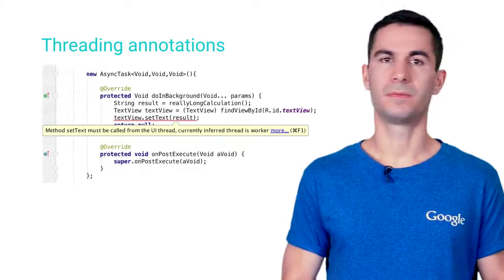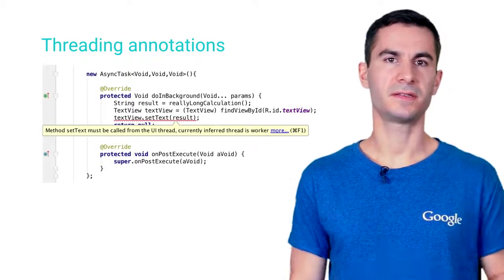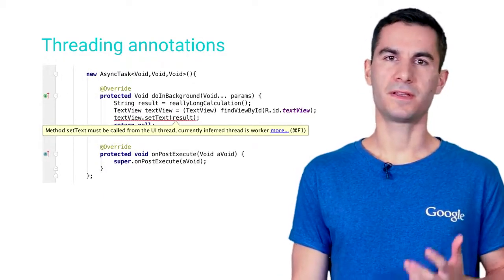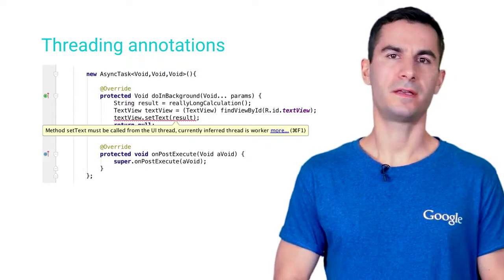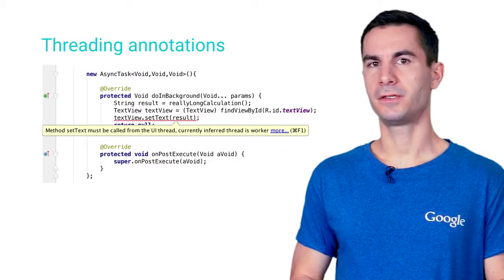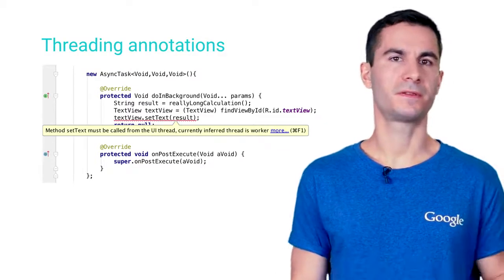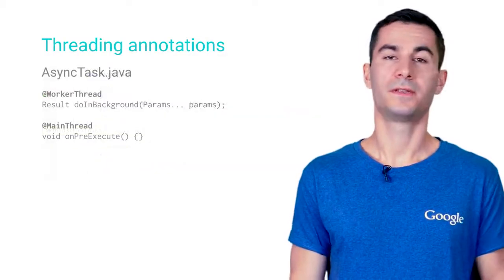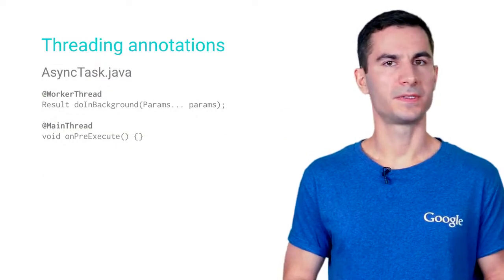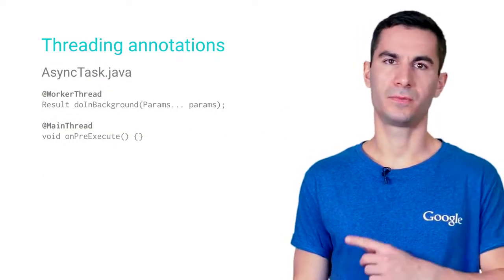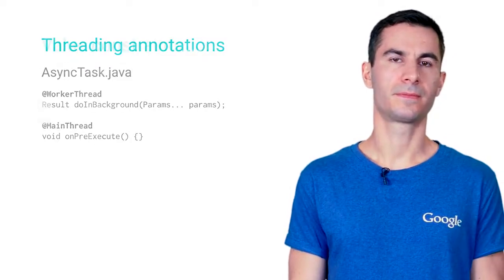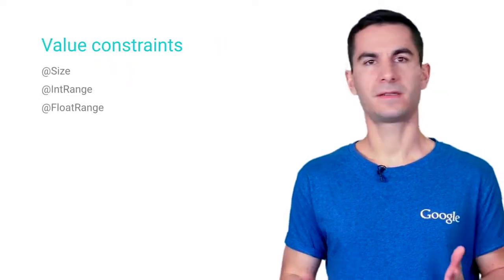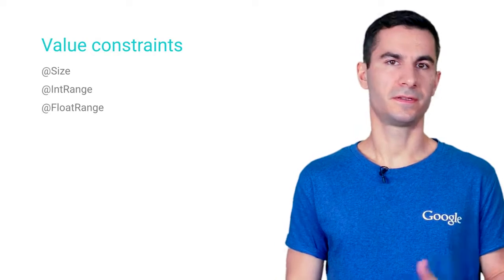Let's say you're doing some background processing, like in this async task example. Because the async task methods are already properly annotated, the IDE will alert you if you try changing the UI from here by calling methods on the TextView instance. On the other hand, Android Studio knows it's safe to invoke UI code in onPostExecute, as it is marked with the main thread annotation. Up next, the size and range annotations for integers and floats.